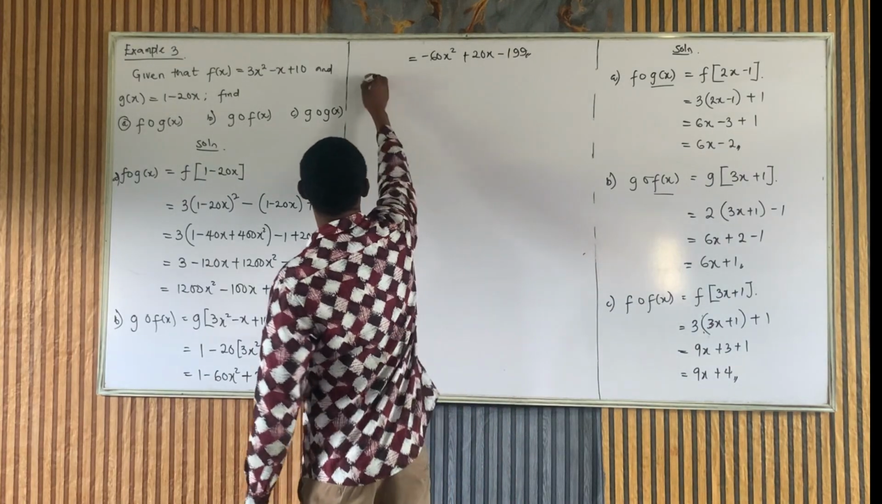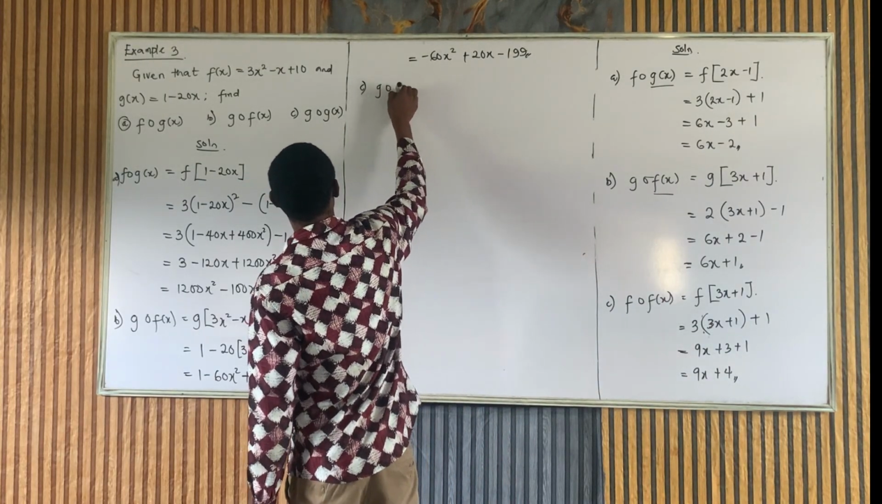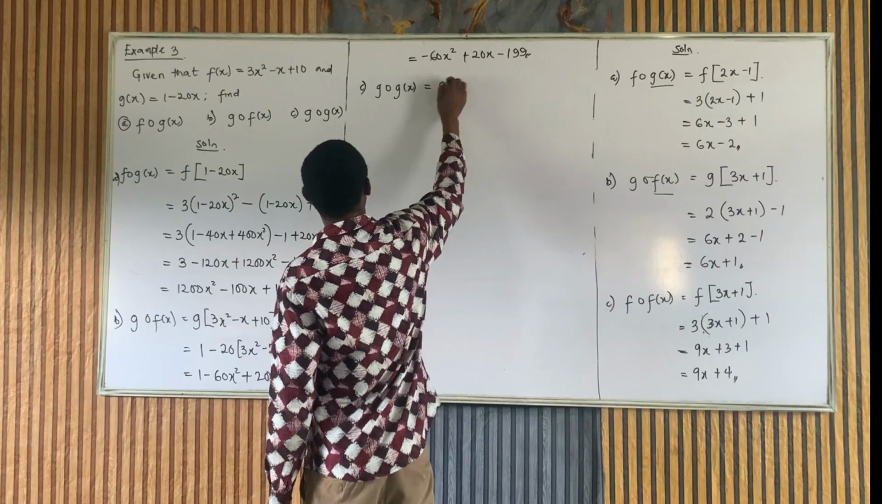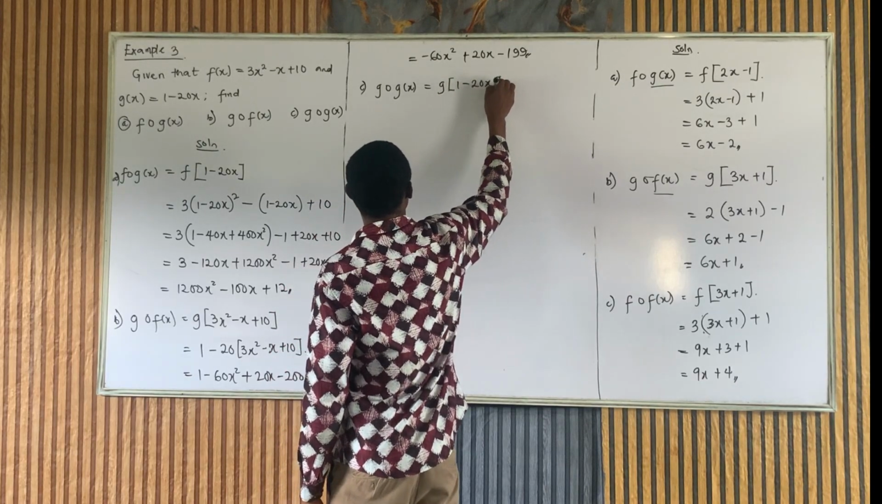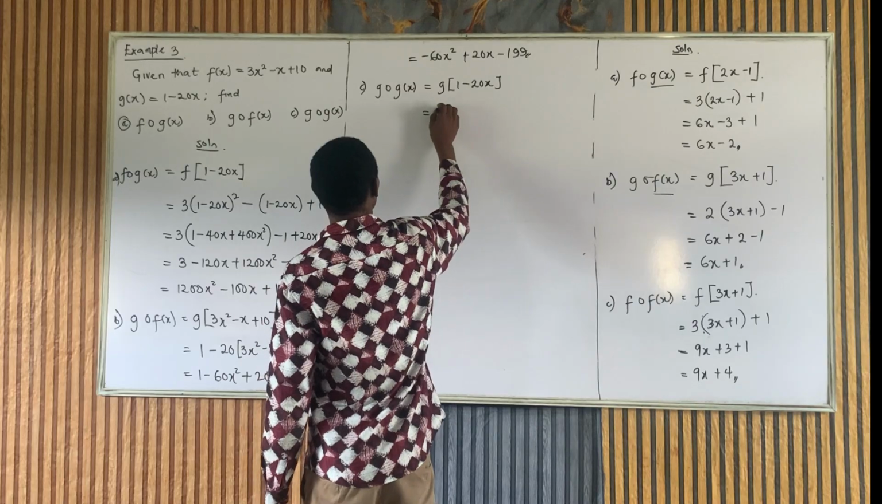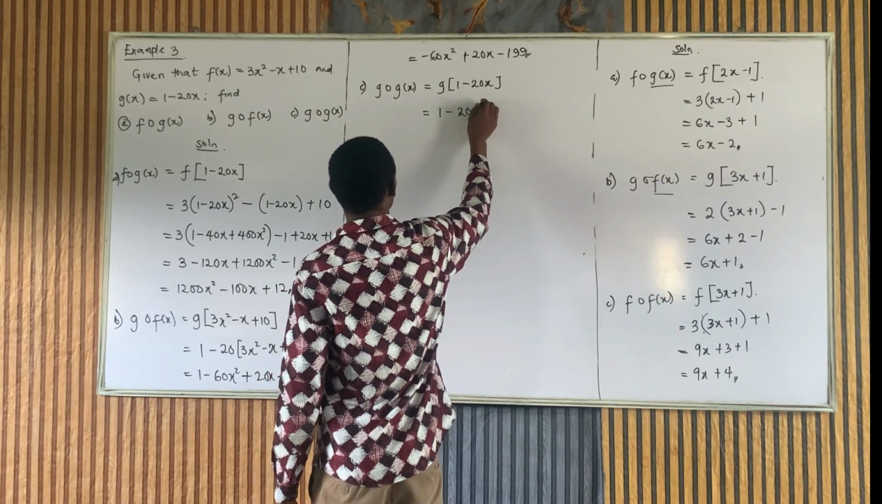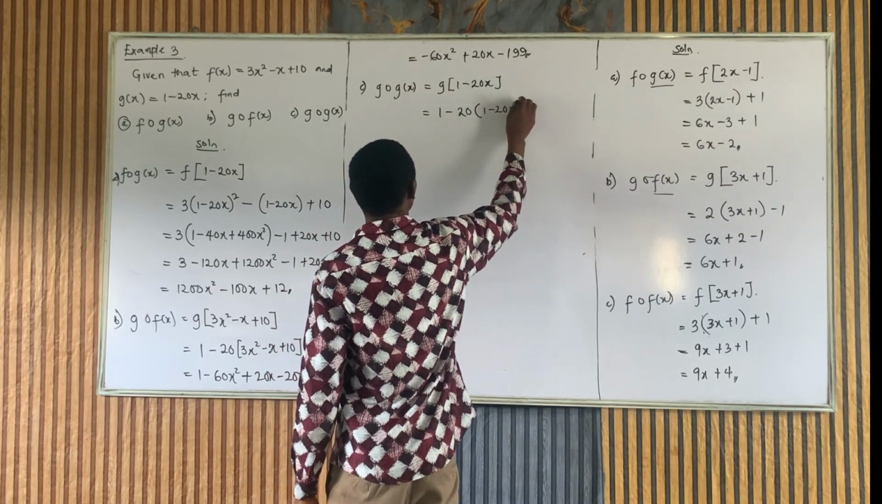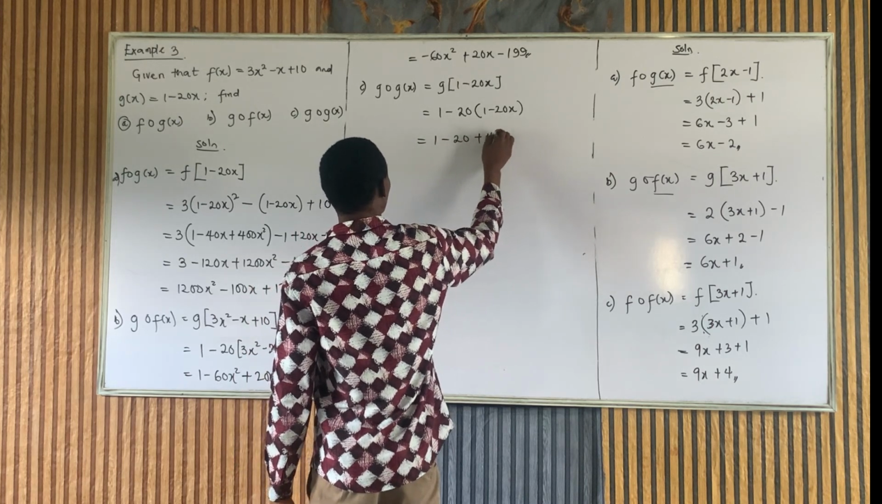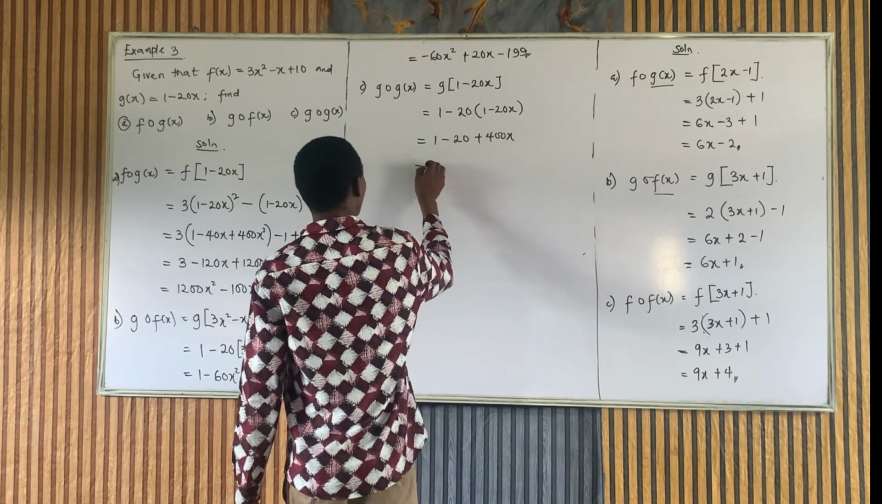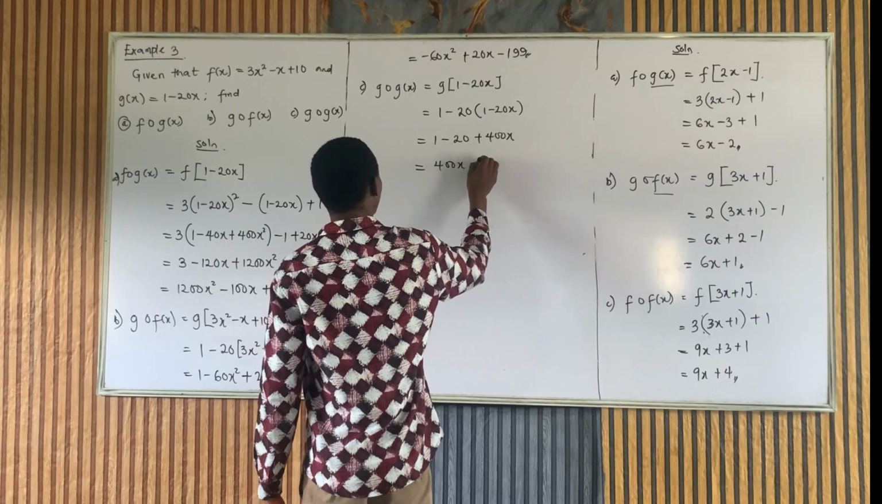Let's take the last one now. C, g of g of x. This is g of 1 minus 20x, and this is equal to 1 minus 20 times 1 minus 20x. So this is 1 minus 20 plus 400x. So this is simply 400x minus 19.